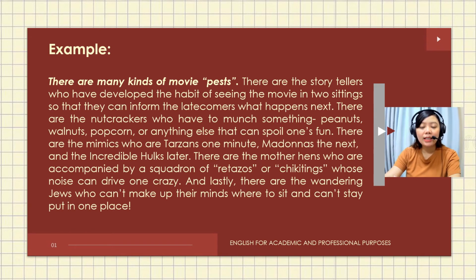So in this type of format in writing, you don't write conclusions at the end, because in this passage, the conclusion is already seen in the first line. There are many kinds of movie pests. And again, this is the thesis statement because it carries the main topic or the main idea, which is movie pests or the kinds of movie pests. Okay?